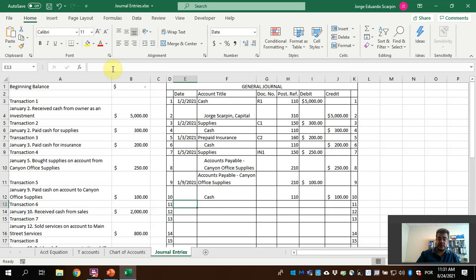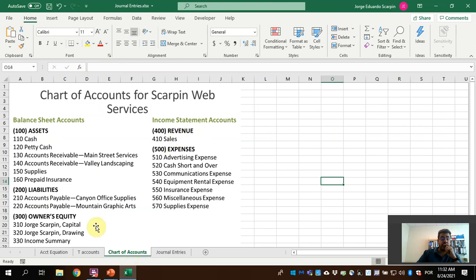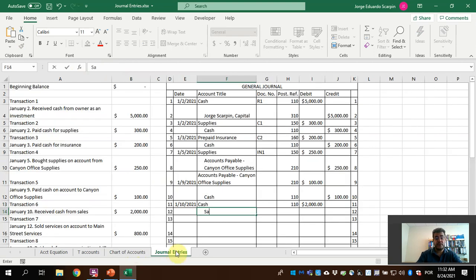Transaction 6, January 10th. Received cash from sale. So our debit cash. We are receiving cash. How much? 2,000. What is the credit? The credit is sale revenue, increasing our owner's equity for 10. So sales for 10. The same $2,000.